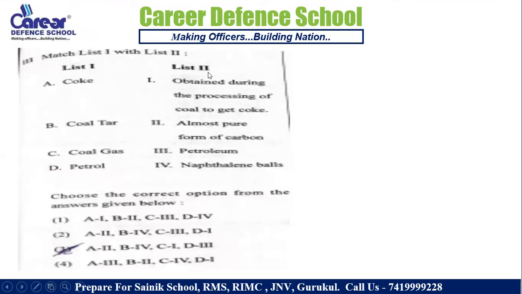Match list 1 with list 2: coke, coal tar, coal gas, petrol. Different options are given and we have to match them. So for 111, option number 3 is the correct one. According to that, coke is the almost pure form of carbon. B is 4, coal tar is naphthalene involved. And C is the one obtained during the processing of coal to get coke.